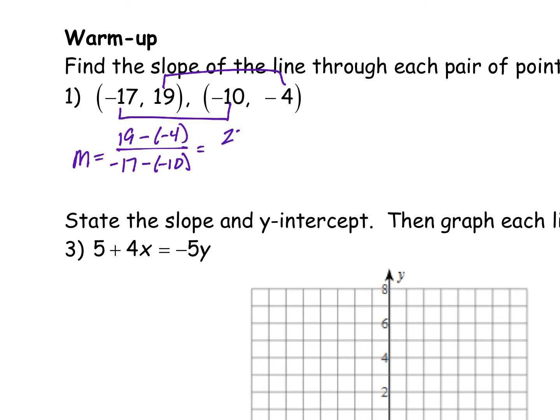23 over negative 7. Doesn't matter. Either way, right? Same thing. Okay. Questions?